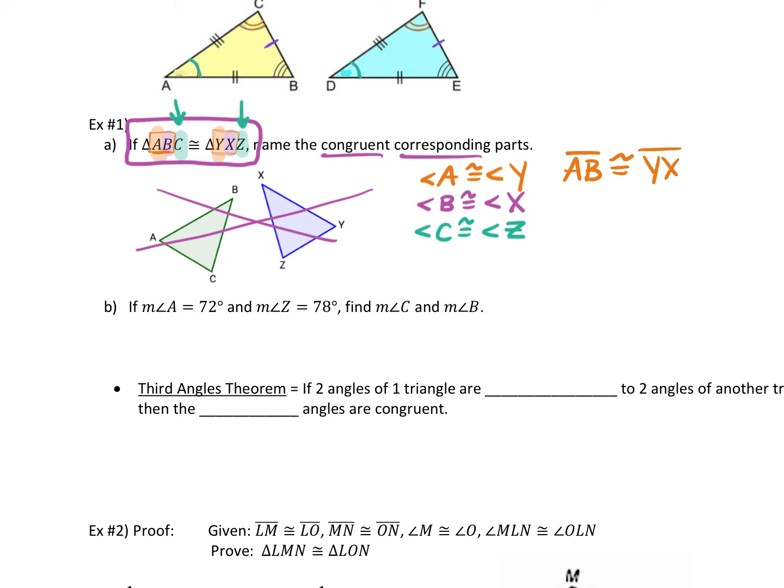Okay, so what if I said BC? BC is congruent to what? XZ. So the second two letters, BC, with the second and third letters, XZ. So what's my last segment? AC, first and third with first and third, right? So AC is congruent to YZ.